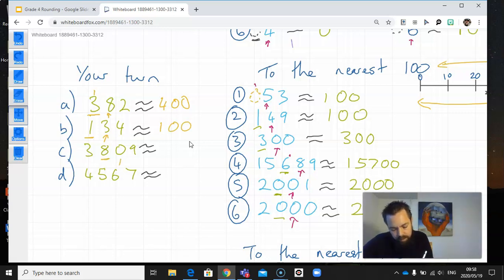Rounding off to the nearest 100, look at our 10s. It's a 0, it stays the same. So 100 stays the same. Everything afterwards is a 0. 1,000 stays the same.